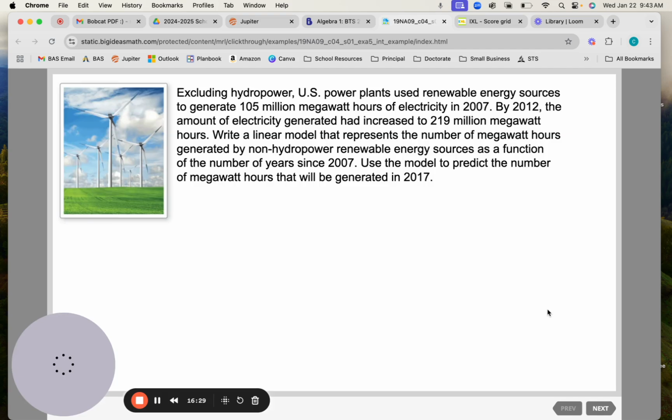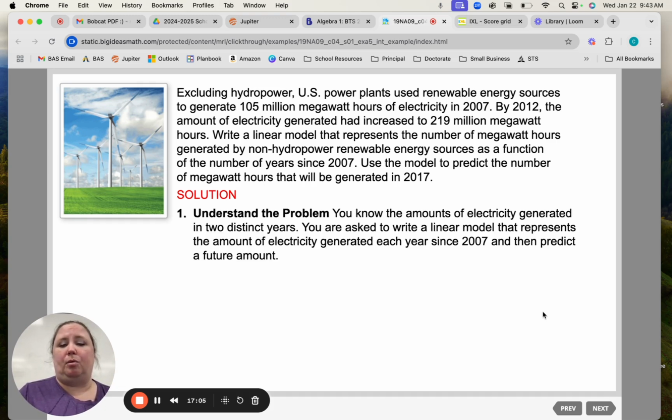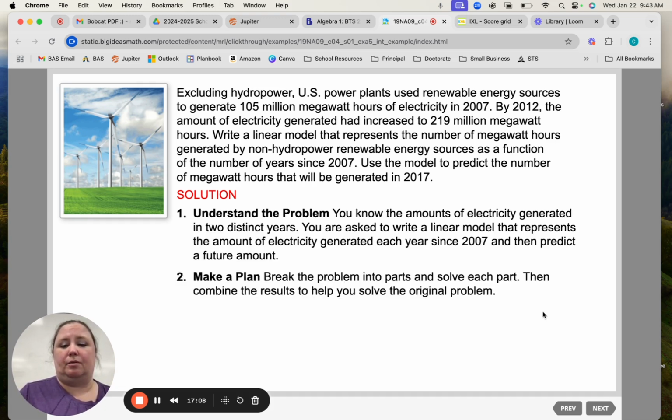All right, so example 5, we're going to put this in your journals. Excluding hydropower, U.S. power plants use renewable energy sources to generate 105 million megawatt hours of electricity in 2007. By 2012, the amount of electricity generated had increased to 219 million megawatt hours. Write a linear model that represents the number of megawatt hours generated by non-hydro renewable power. Then use the model to predict the number of megawatt hours that will be generated in 2017. Okay, so we need to find our points.